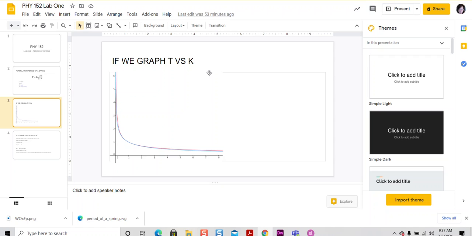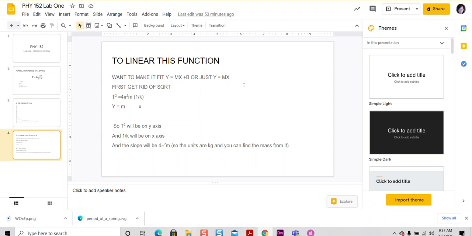To verify that, what I would want to do is to linearize it. I would want to take the variables in that function and force it to fit a y equals mx function, where m is a slope, a constant slope.